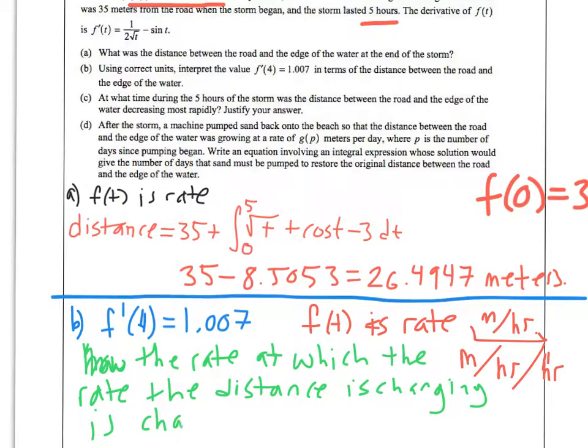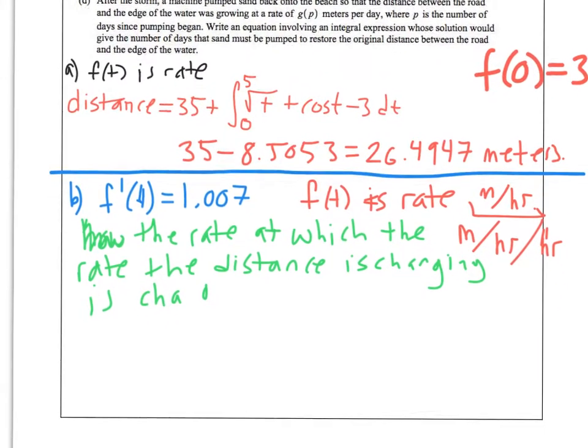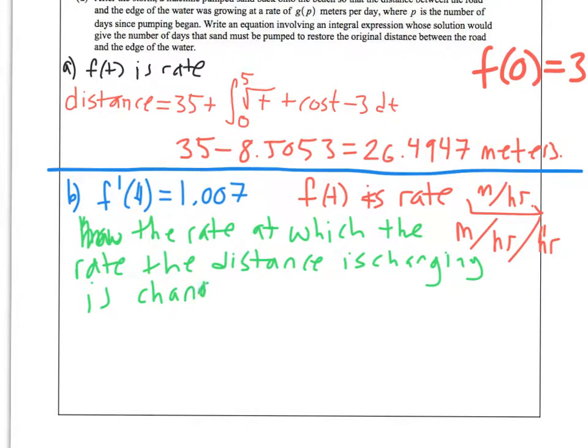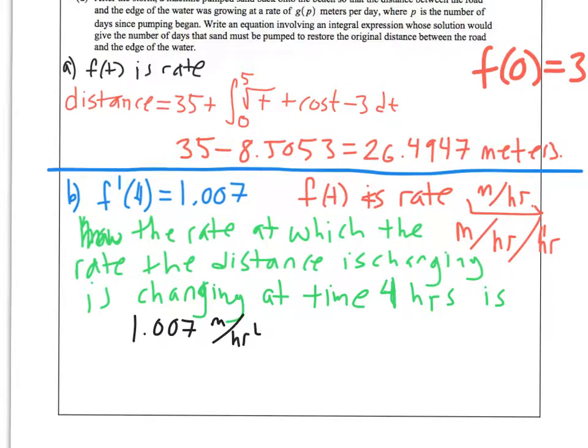Is changing. That's a really confusing sentence. But we're talking about a double rate here. At time t, at time 4 hours, is 1.007 meters per hour squared, or meters per hour. We could probably write this in a much more concise way based on this value. So this is going to be kind of an alternative, a better answer for this, hopefully.